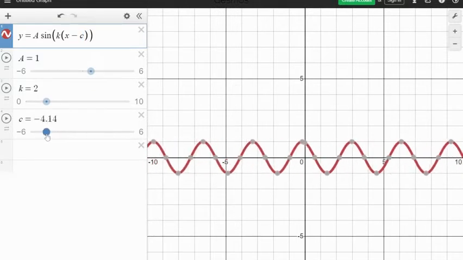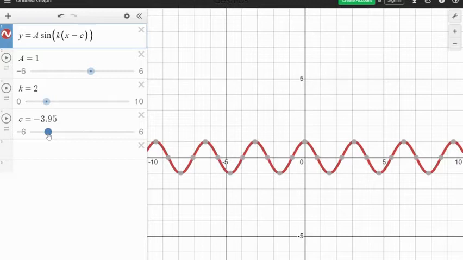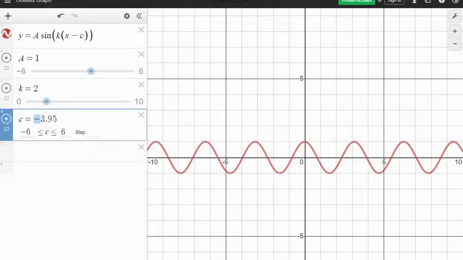And everything works the same over on the negative side. I'm going to refer to this as a negative phase shift or a phase shift to the left, but also keep in mind that now I've got a negative value for my c, and it's also being subtracted. So in the equation, x minus a negative number is going to look like x plus. And so moving to the left comes from x plus a number. Moving to the right is going to come from x minus.